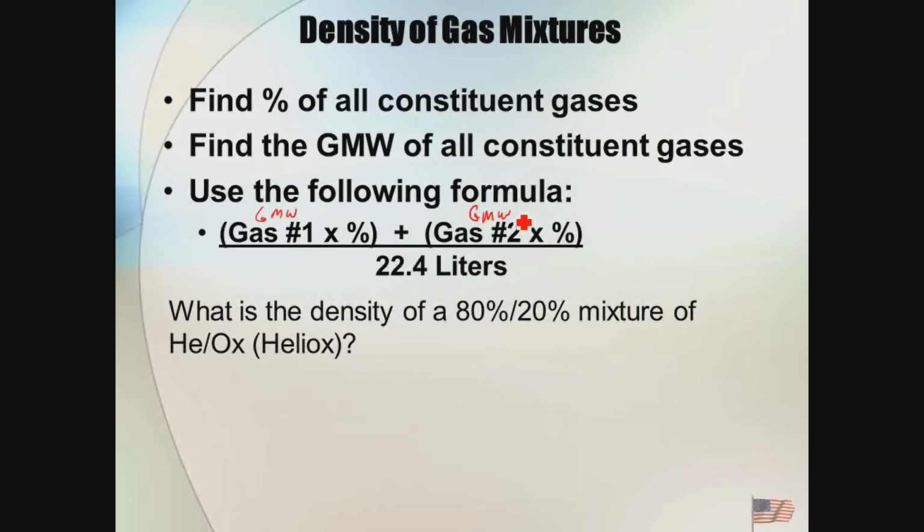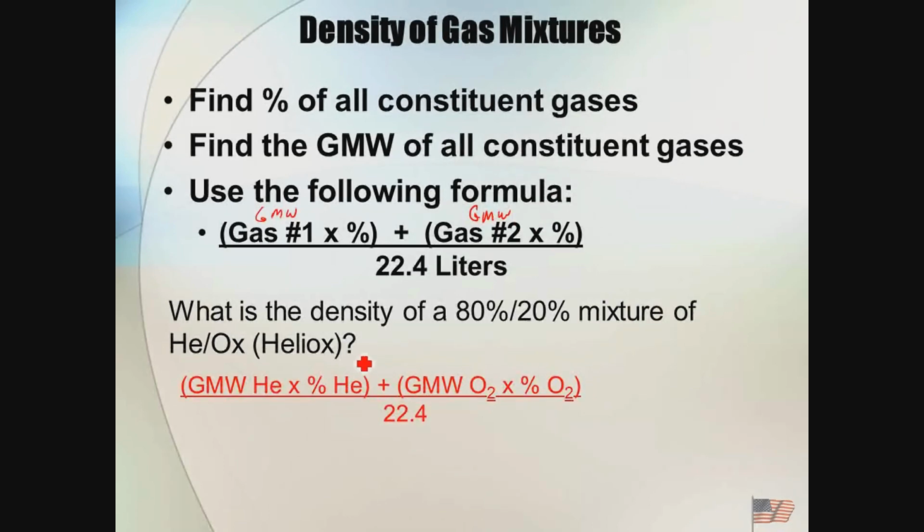Density of an 80-20 heliox mixture. I have 80% helium, 20% oxygen. What's the overall density of that mixture? Take the gram molecular weight of helium times the percent of helium, the gram molecular weight of oxygen times the percent of oxygen, and then divide the whole thing by 22.4.